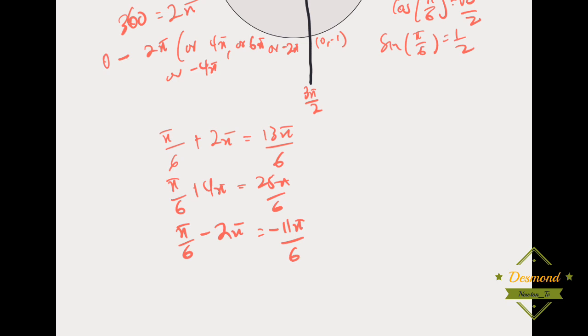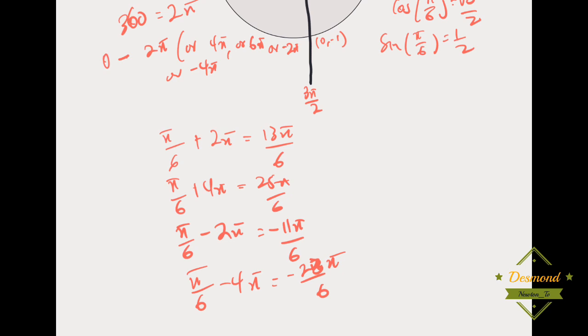Let's look at another one. We have pi on 6 minus 4 pi, which when you do it, you get negative 23 pi on 6. What did we do here? We started from pi on 6, then rotated around twice clockwise.